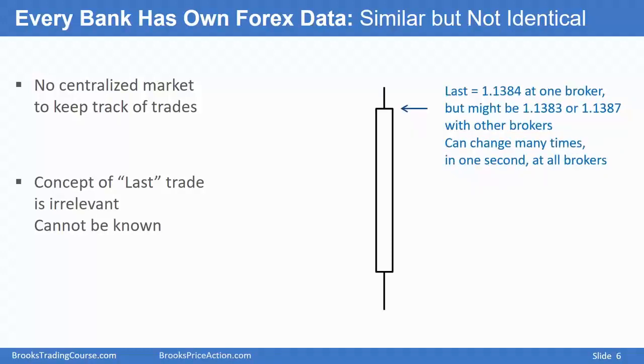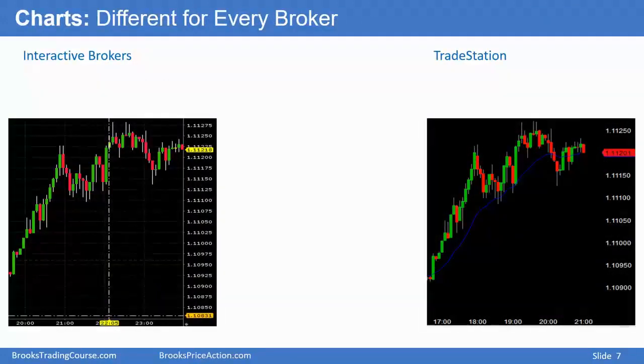And the result is the last trade on one chart might be one price, and a chart from another broker would be another price. For example, look at this close. It might be 1.1384 at one broker, and 1.1383 at another broker, or 1.1387 at a different broker. Furthermore, it can change instantaneously within a fraction of a second at all of the different brokers. This is an example comparing Interactive Brokers and TradeStation. TradeStation no longer provides Forex trading, and Interactive Brokers has greatly restricted their Forex trading.